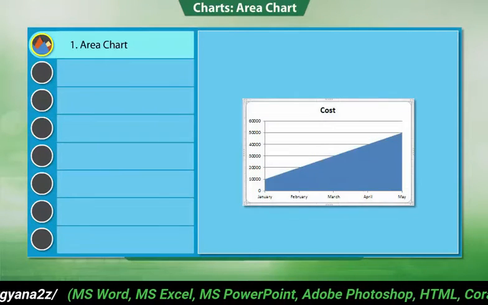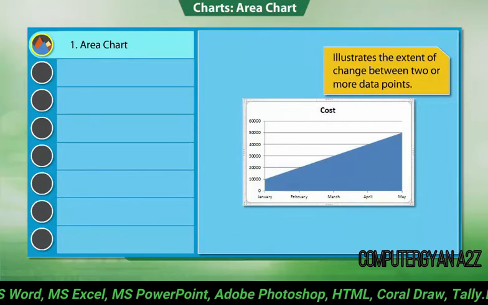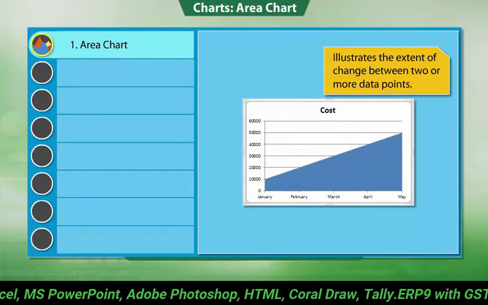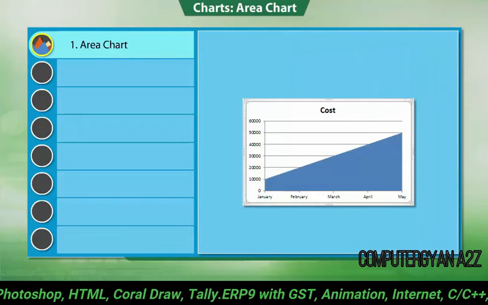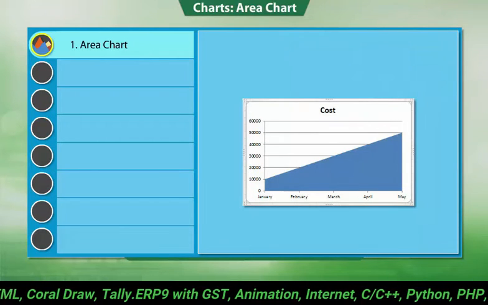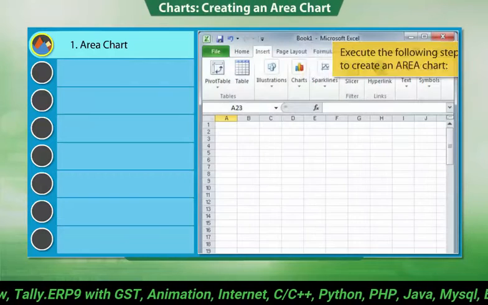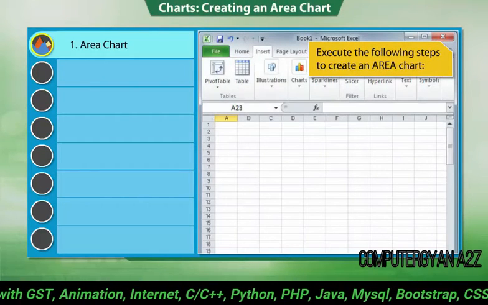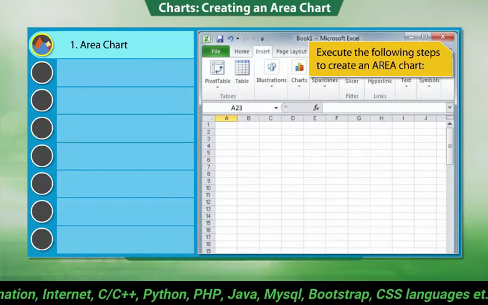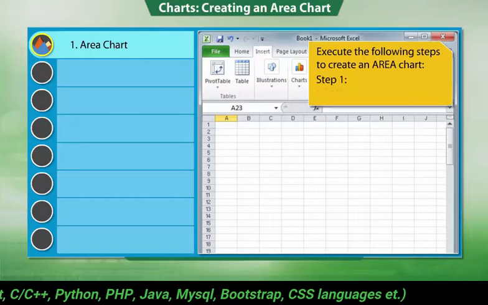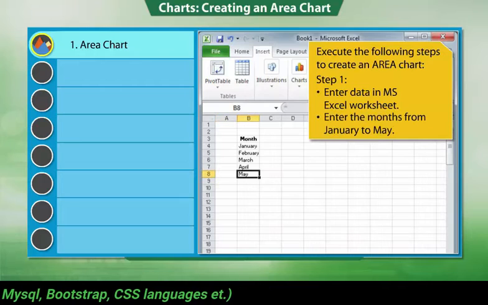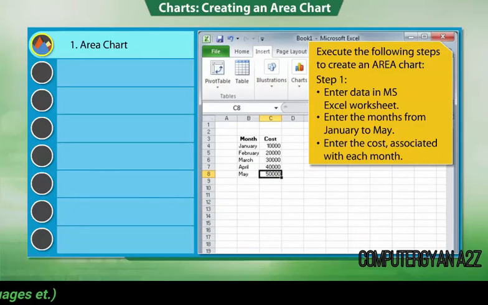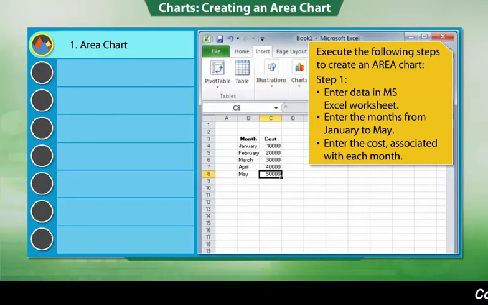Area charts are used to illustrate the extent of change between two or more data points. Let's learn how to create an area chart. Execute the following steps to create an area chart. Step 1. Enter data in MS Excel worksheet. Enter the months from January to May. Enter the cost associated with each month.